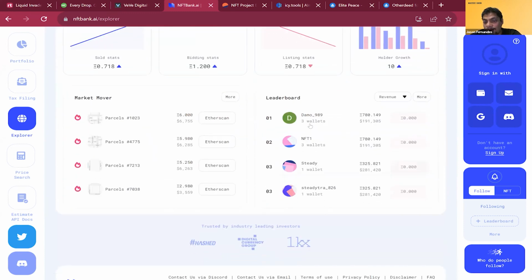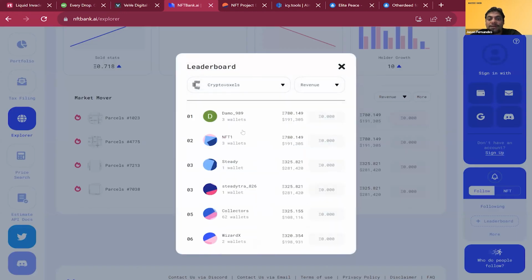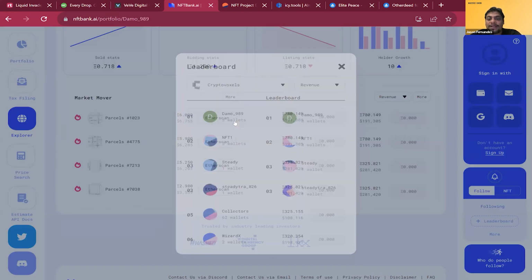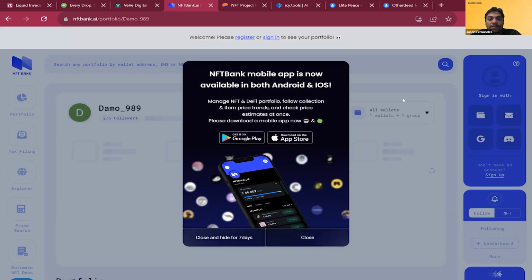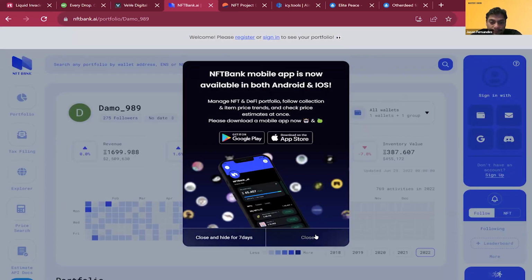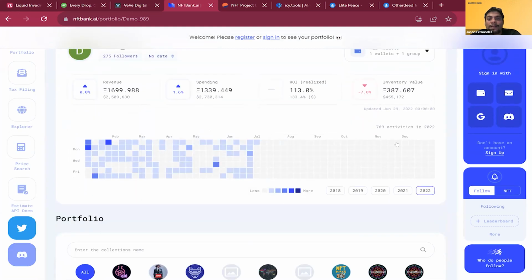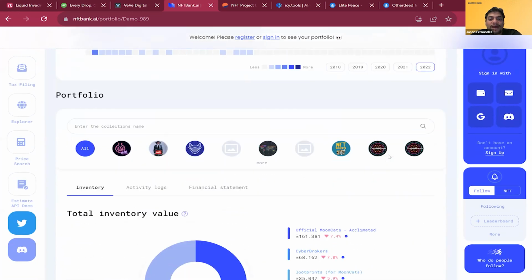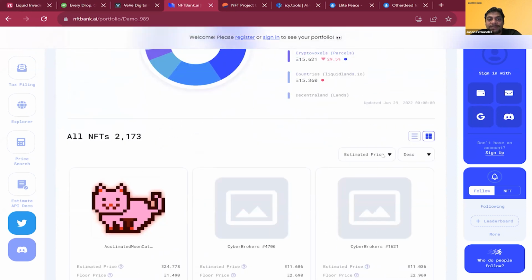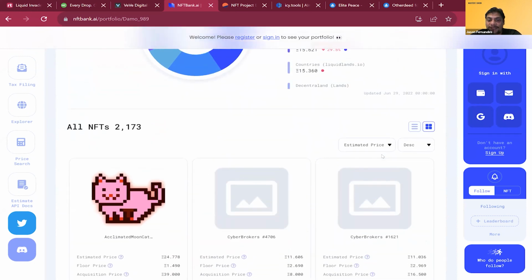So you see the leaderboard tells you how many of these people have, like, what are the NFTs they have. So this particular guy has 3 wallets. This is when it comes to crypto voxels, I think. Yeah, so this shows you kind of this person's NFTs. So these are all this person's NFTs.